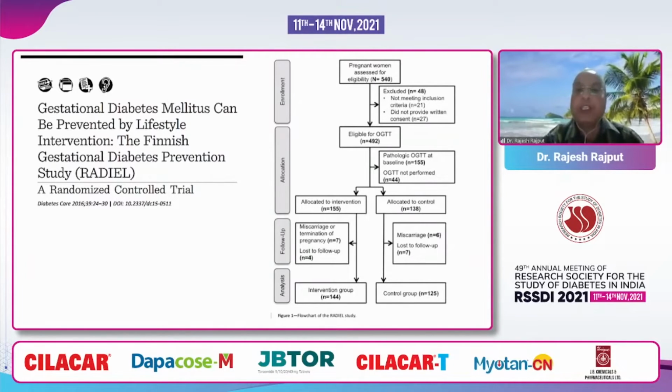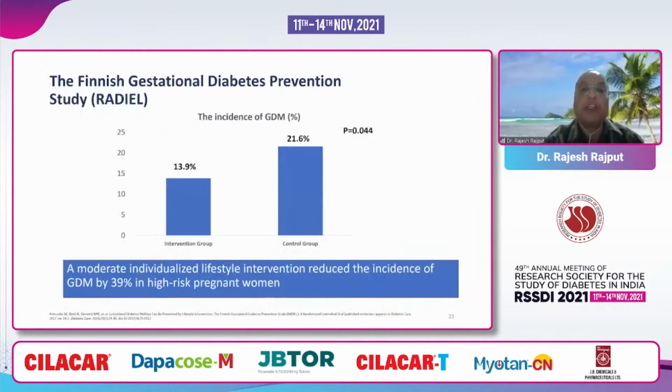They were given an OGTT, and based on the diagnosis of GDM, they were allocated to the intervention or to a control group. In the intervention arm, ultimately 144 women were available for analysis, and in the control arm, there were 125 women. What has this study shown?